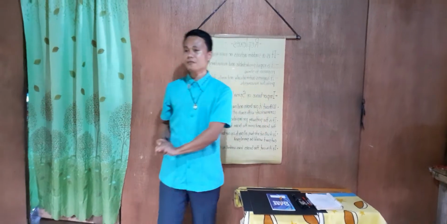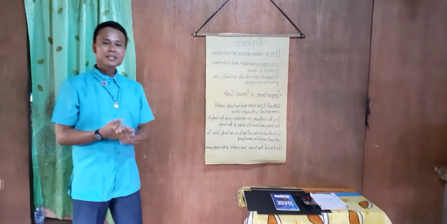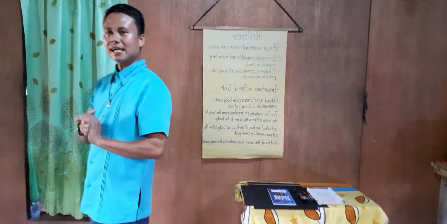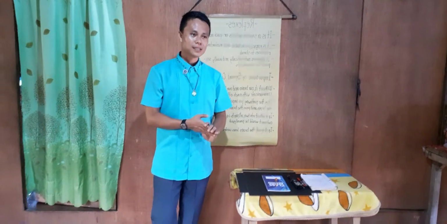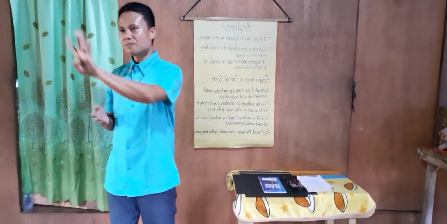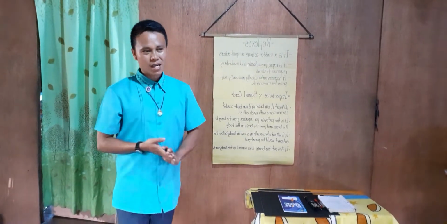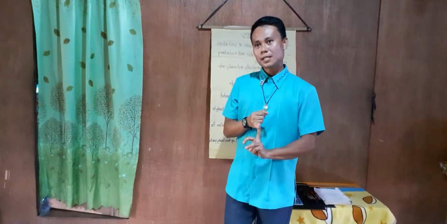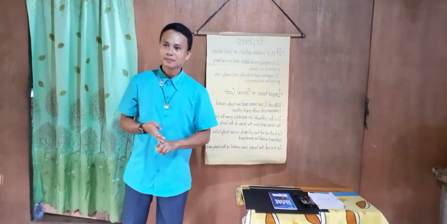Okay, now let's have a review. So what was our lesson yesterday? Very good class. Our lesson yesterday was about the nervous system. As we all know already, class, the nervous system is the master controlling and communicating system of the body. Again, what are the four main parts of the brain? Margaret. Okay, very good, Margaret. So the four main parts of the brain are the cerebral hemispheres, the diencephalon, the cerebellum, and the brainstem.